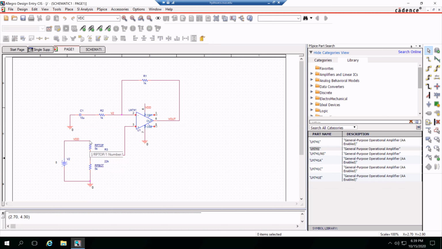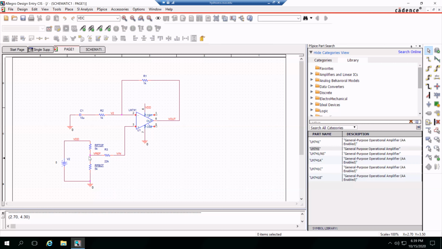It could go to the very top to where RP top is, or all the resistance is, or the wiper is all the way up at VDD. Or you could put the wiper all the way down at ground. Well, let's start with the first one.